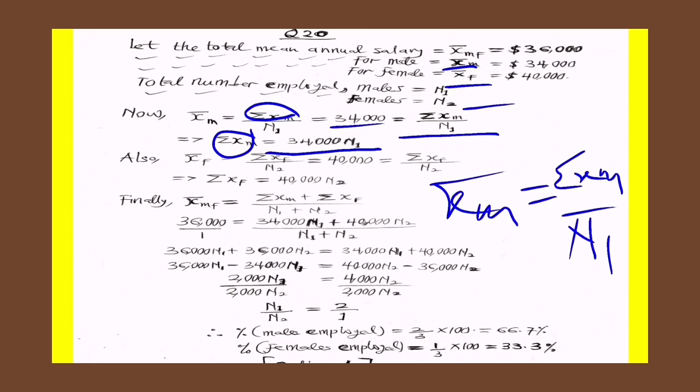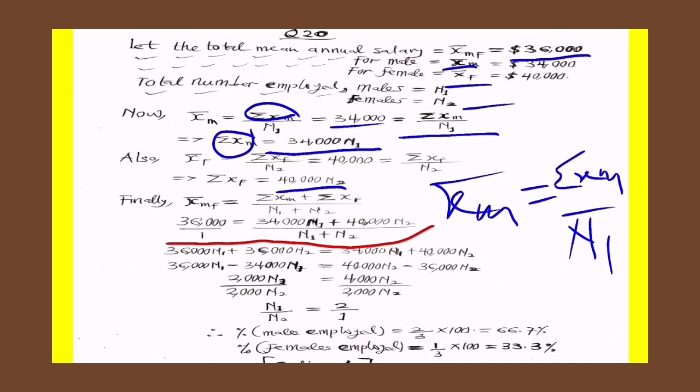So we're going to have 40,000 and n2. Once you're able to get the two values, we also know that in the question they gave us the total mean, 36,000. So for you to find the total mean, you add the total salary for the male and the female, and divide by their number. When you do that, you're going to get the equation I've indicated with red.